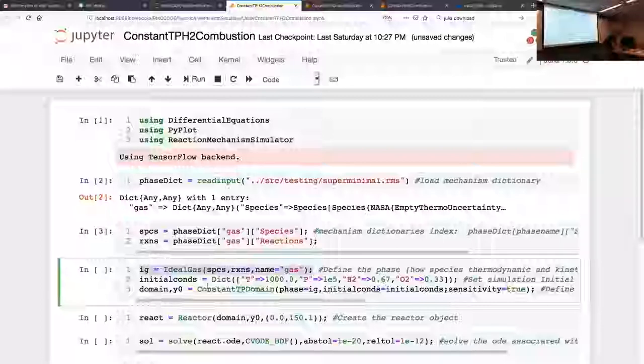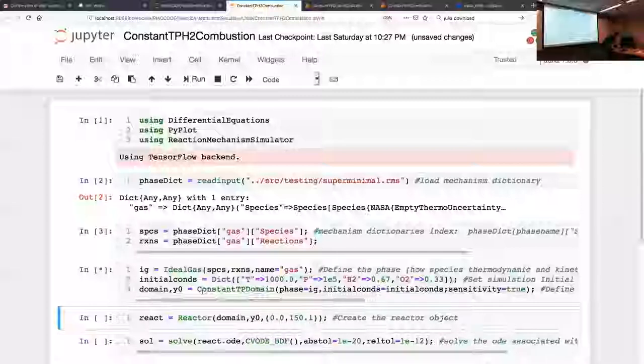And then we define our initial conditions, which is essentially just a dictionary mapping names of species and thermodynamic variables, temperature and pressure, in SI units. So what we're saying here is that we're running at 1,000 Kelvin, 10 bar, or 10,000 pascals, and we're dealing with mole fractions of 0.67 hydrogen and 0.3302.